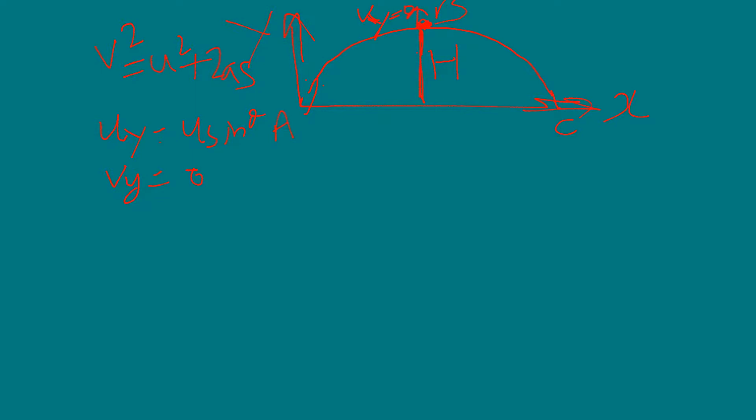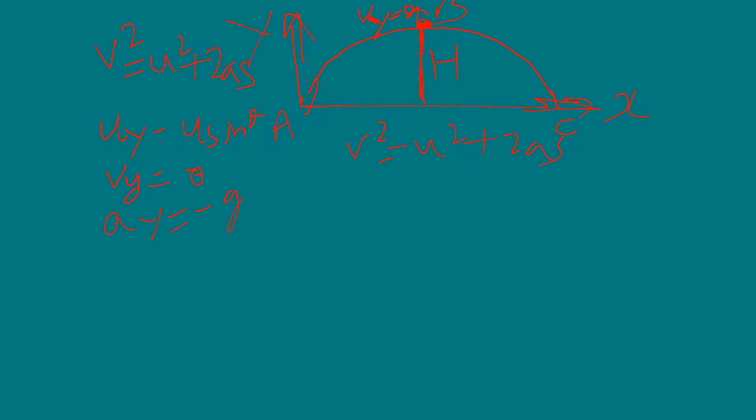Final velocity along the y direction is 0, and acceleration along the y direction is equal to minus g, because it is thrown against gravity. So it is minus g. Now we will use this formula and substitute the values: v square equals u square plus 2as.